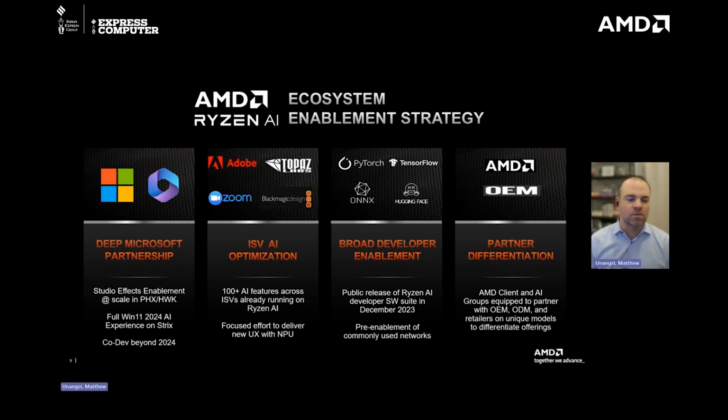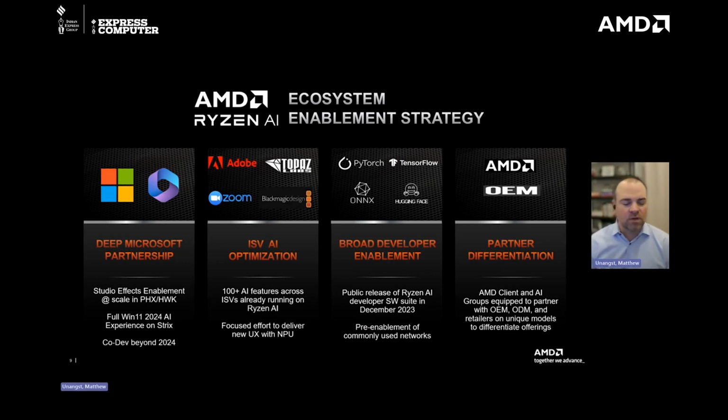The Microsoft partnership is, as I said, foundational. We were lead partners with Microsoft on enabling what we called Studio Effects on our Phoenix and Hawk Point products. We're working with them to make sure that we are fully aligned with where Windows is going into the future, and we're very focused on co-developing these solutions and these experiences. As I hit on the last slide, our ISV engagement is very, very focused. We have over 100 AI features today that are up and running on Ryzen AI, and that number is growing almost every day.